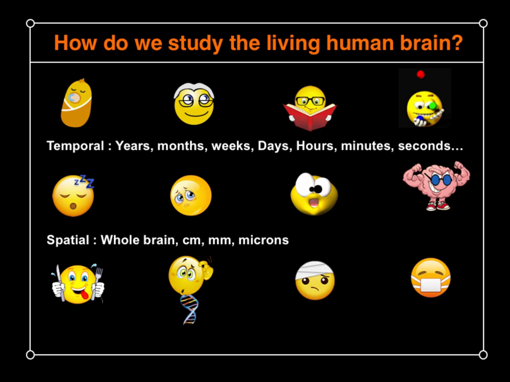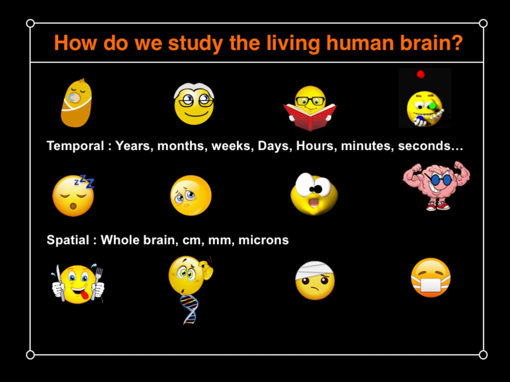To study the living human brain, you can break it down into two dimensions. One is the temporal dimension, because things are happening on the scale of years in the case of development, or months or weeks, depending on if it's learning or training, like learning how to juggle and so forth. Or it could even be at the level of milliseconds, where you have things like repetition priming and so on. So that's the temporal dimension.